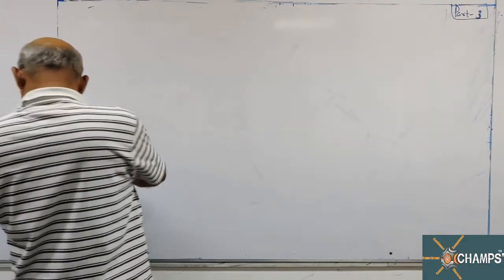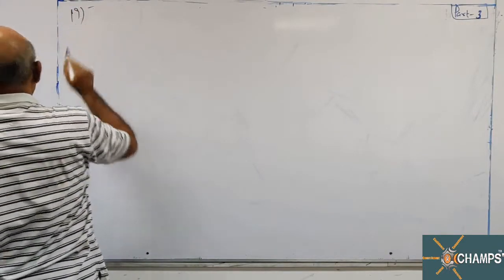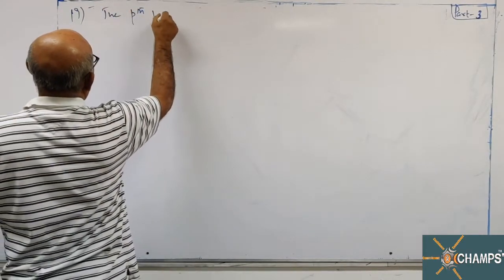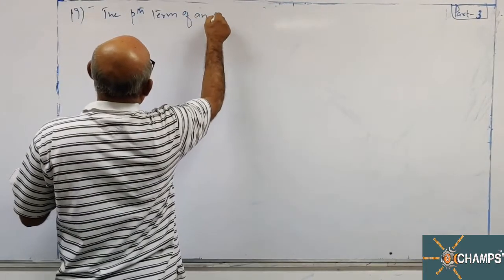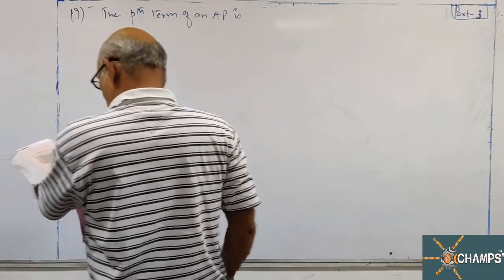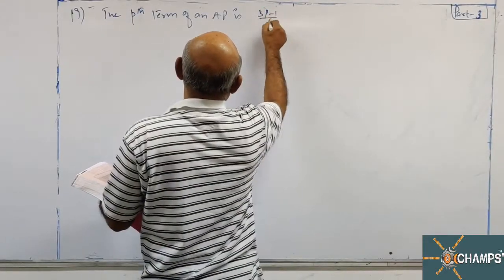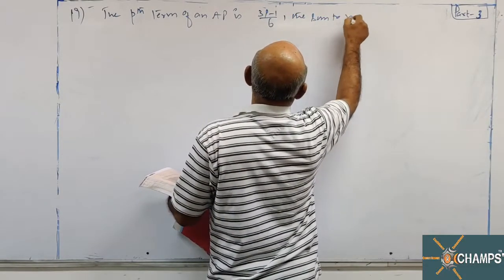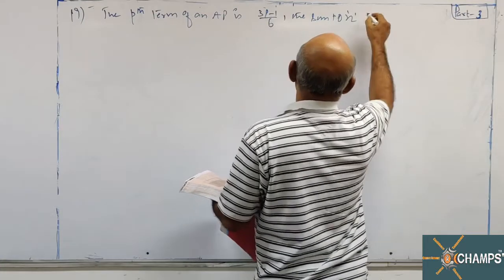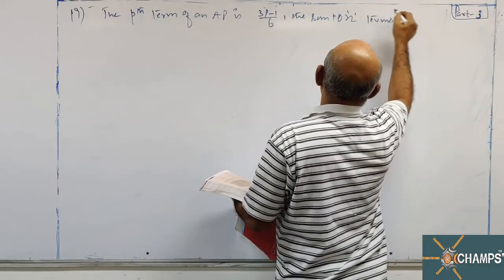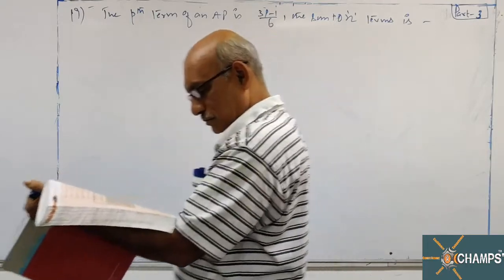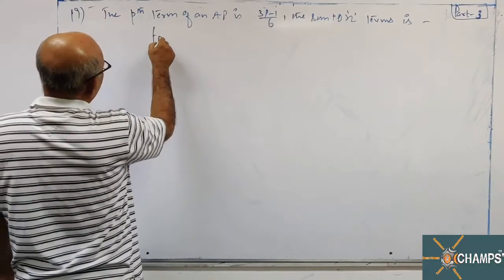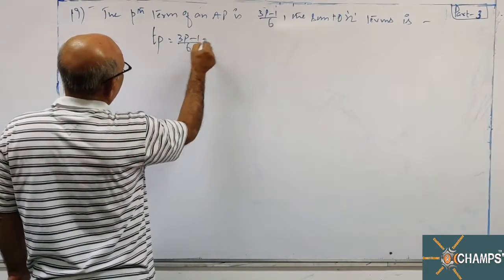Look at the 19th question. The pth term of an AP is (3p minus 1) by 6. The sum to n terms is? Look at the question, sir. General term is given: (3p minus 1) by 6.